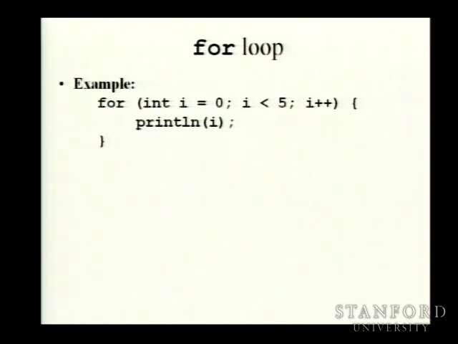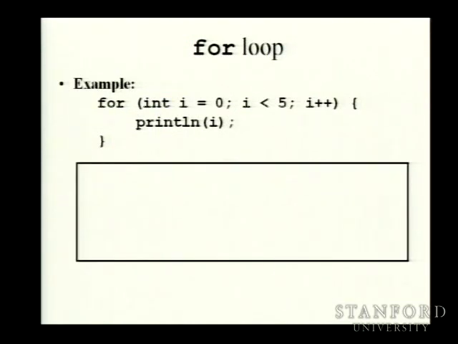Well, the init was to say, create some new variable named i and set its initial value to be 0. The test was to say, as long as i is less than 5, execute what's inside the loop. And the step says, every time you go through this loop, i++, add 1 to i and store it back in i. So when we execute this, what happens?